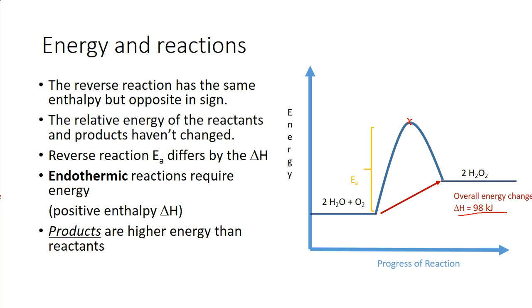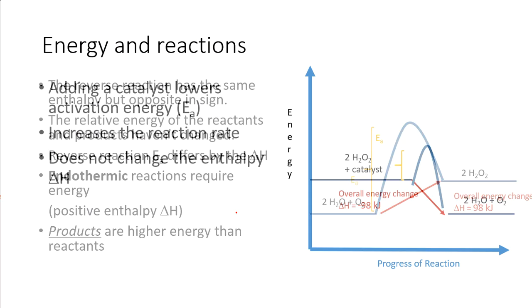So our delta H is the same number, but different in sign. Going the other way, it would be negative because it was going down. Now it has to go up. So it's a positive delta H. So the enthalpy is positive. It's an endothermic reaction. The products are higher energy than the reactants.